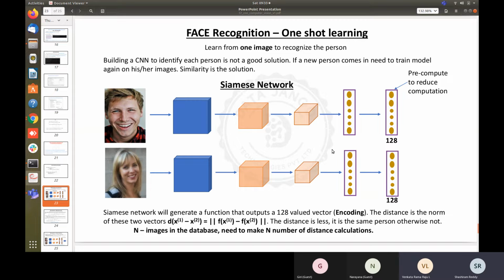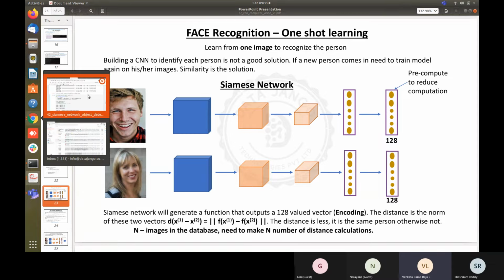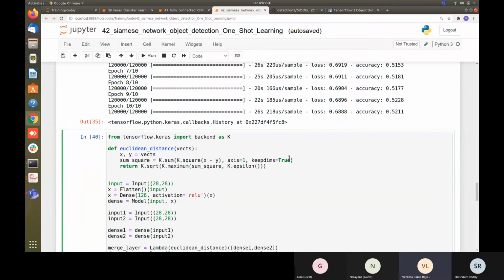Okay, I will see that. We'll see that. Your question is very valid, and we'll see that in a moment. Okay, so let me show you this Siamese network.